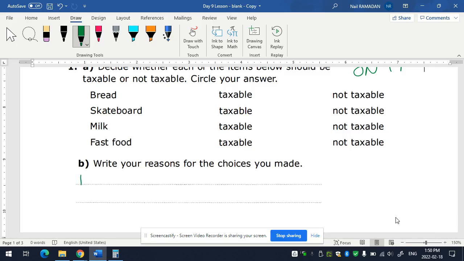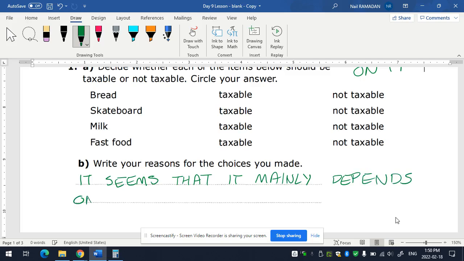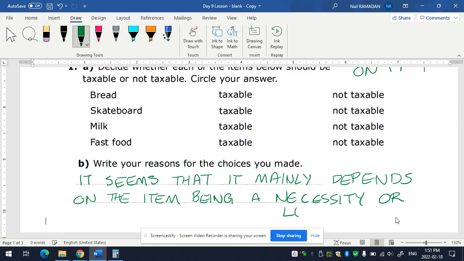It seems that it mainly depends, or is a question of, as Max said, depends on the item being a necessity or luxury.